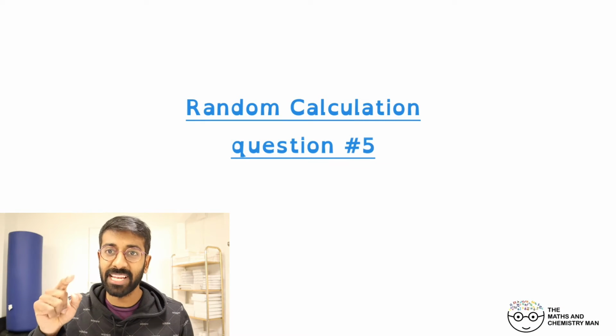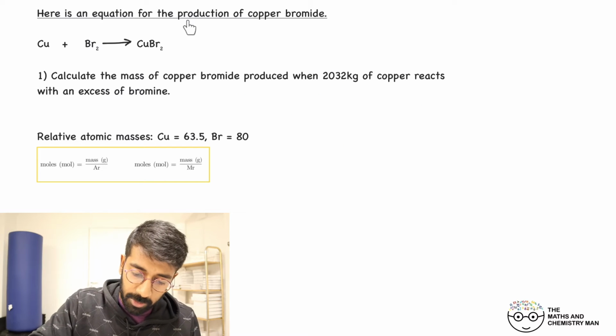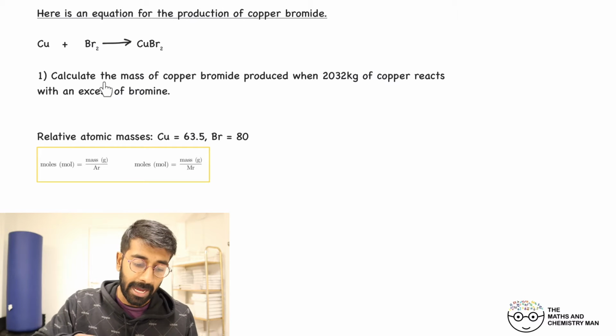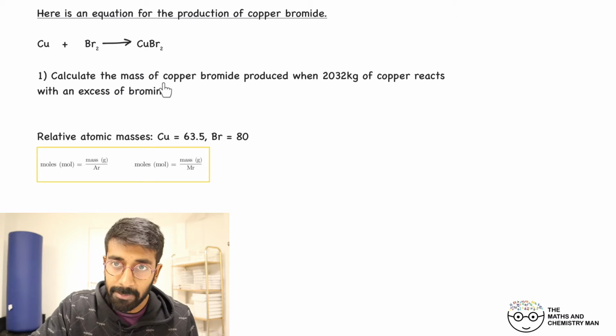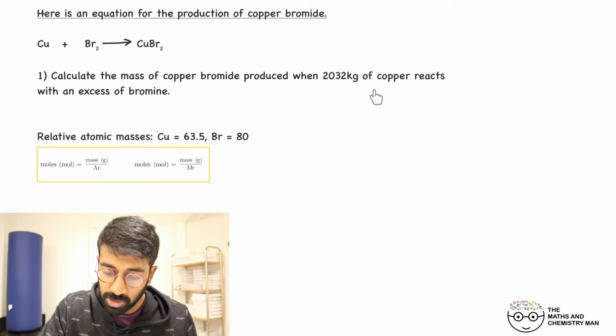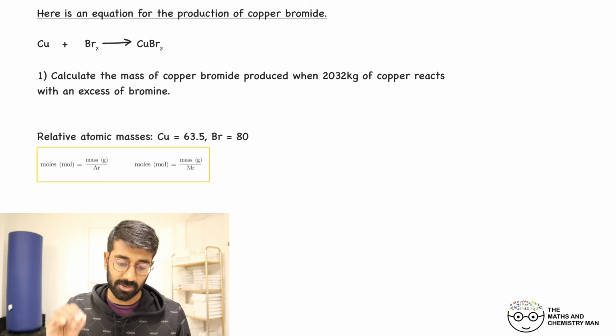Right, it is calculation question number 5. So here it is. We've got an equation for the production of copper bromide, that's that one there, CuBr2, okay? And what we've got to do is calculate the mass of copper bromide produced when 2032 kilograms of copper reacts with an excess of bromine. Okay, so there's our question.